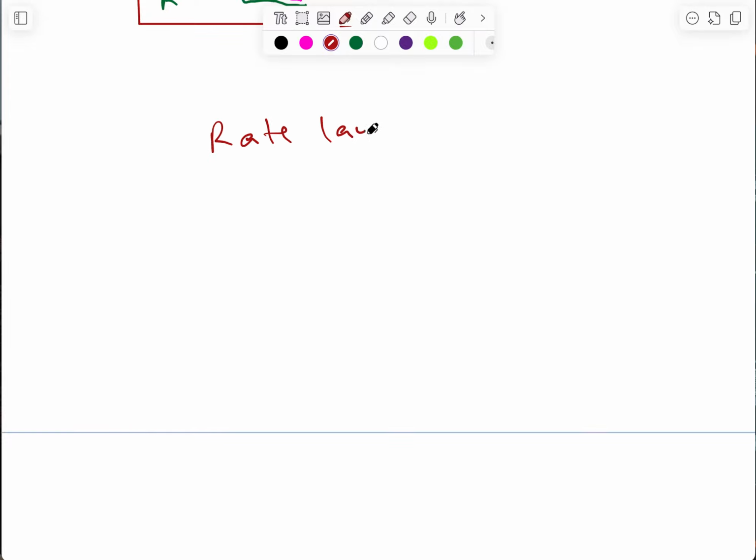Let's proceed to the last thing I want to talk about today, which is the rate law and order of reaction. Why did I write it like that? Rate law and order of reaction.